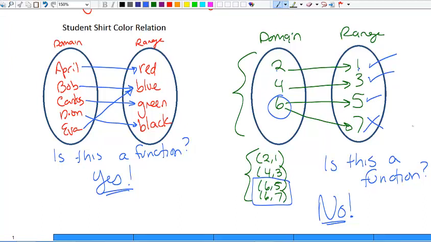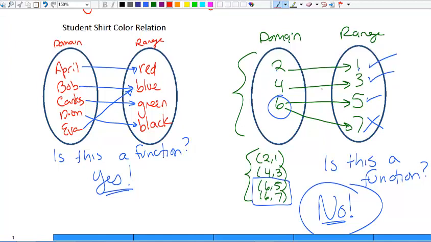6 is trying to date 5 and 7 at the same time. That is not a function, is it? That is not a functional relationship going on whatsoever. 6 can only be dating one value in the range at any one point. Okay, so here's the catch though.